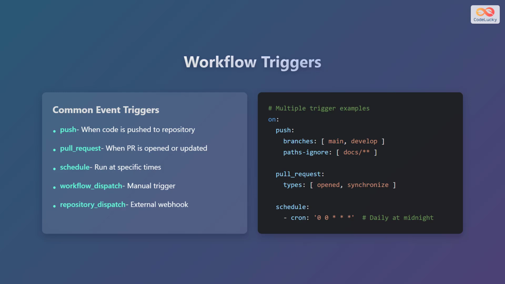For push events, we can specify the branches that will trigger the workflow, such as main or develop, and also specify paths to ignore. For pull requests, we can specify the types of events that will trigger the workflow, such as opened or synchronized. For schedule events, we can define a cron expression to run the workflow daily at midnight.